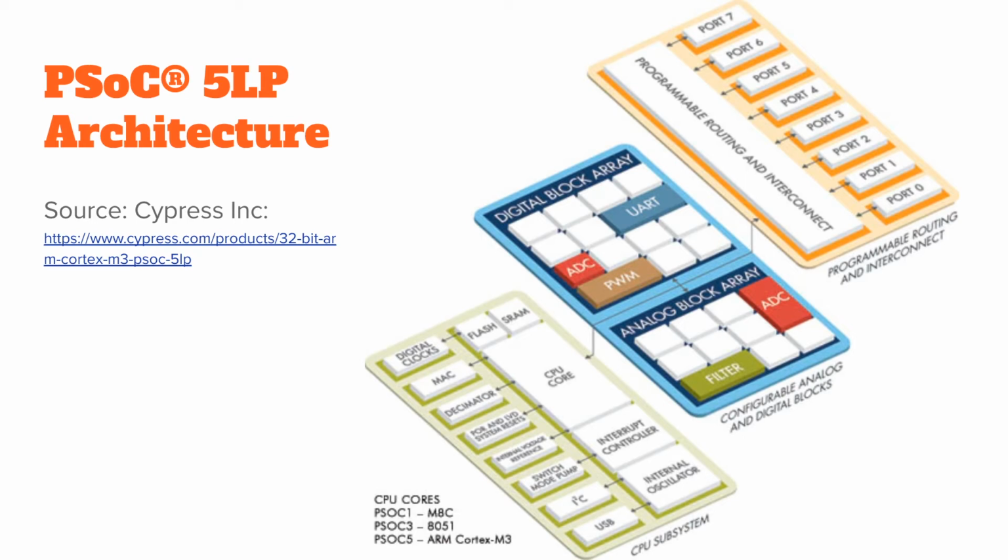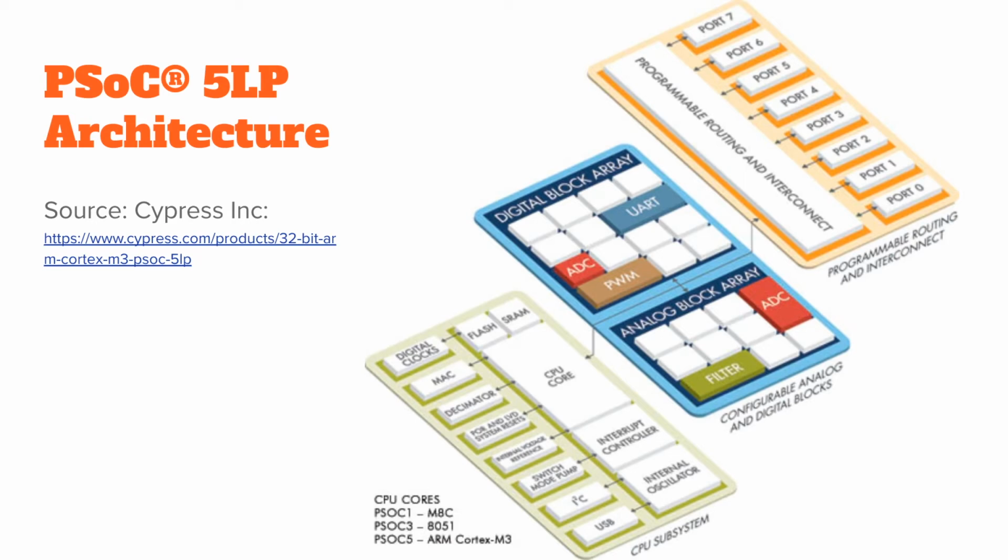So basically the digital block array has some fixed functions like UART, PWM, ADC or something like that. Well, actually ADC is reconfigurable. But anyways, it has a set of fixed or universally definable blocks, and then it also has the analog block array, which has fixed functions for making filters.